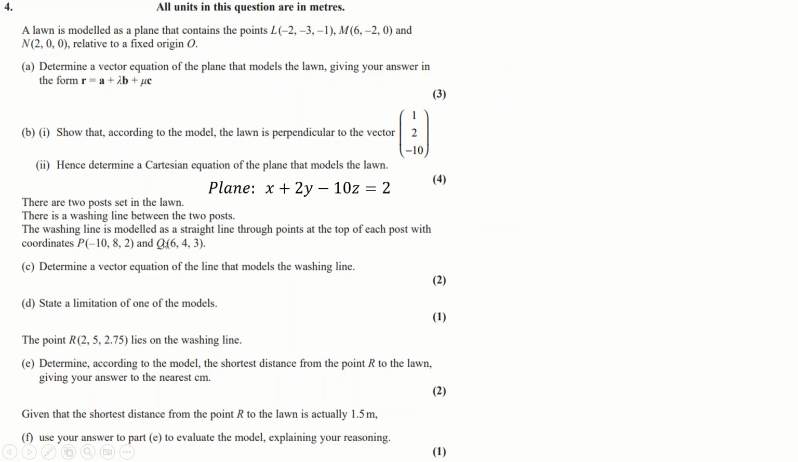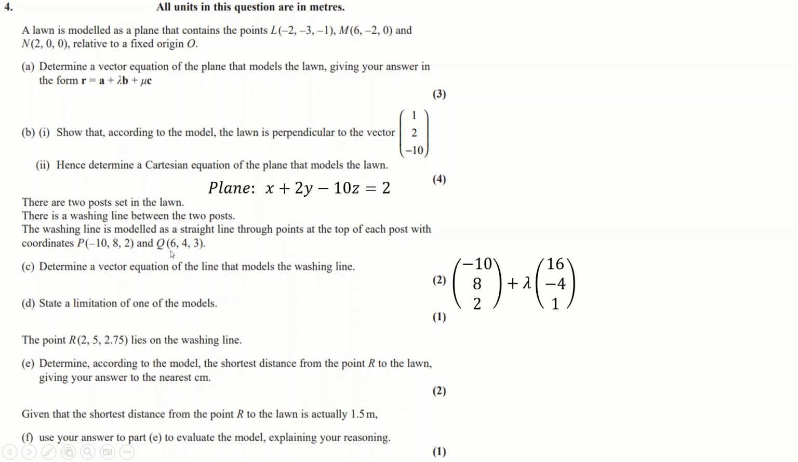You've got 2 posts, which have the top coordinates of each as this and this. Determine a vector equation. So this is nice and straightforward. You just choose one of the points. It doesn't matter which one, similar to up here. And then you plus lambda times the direction from one to the other. So it's basically a very similar idea to the vector equation of a plane.